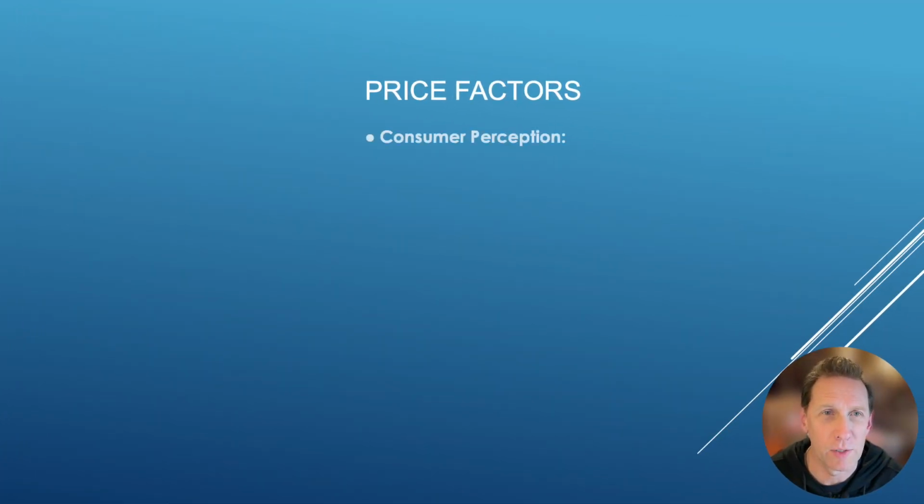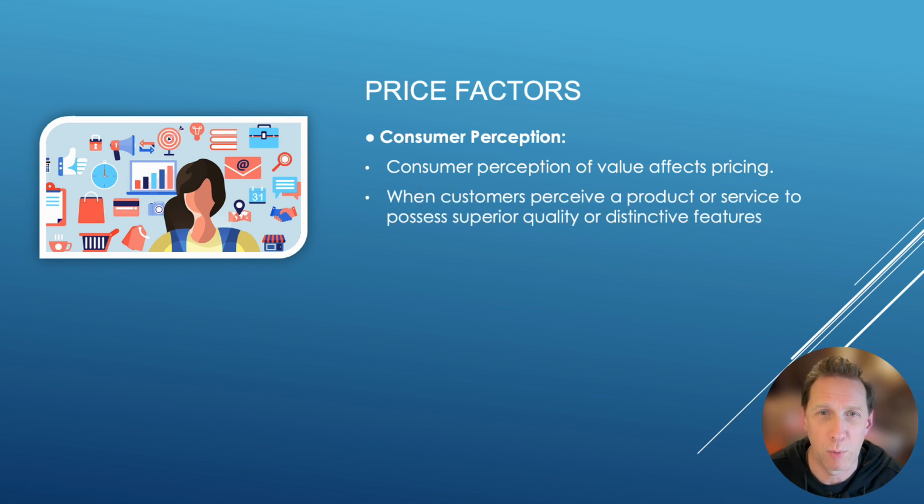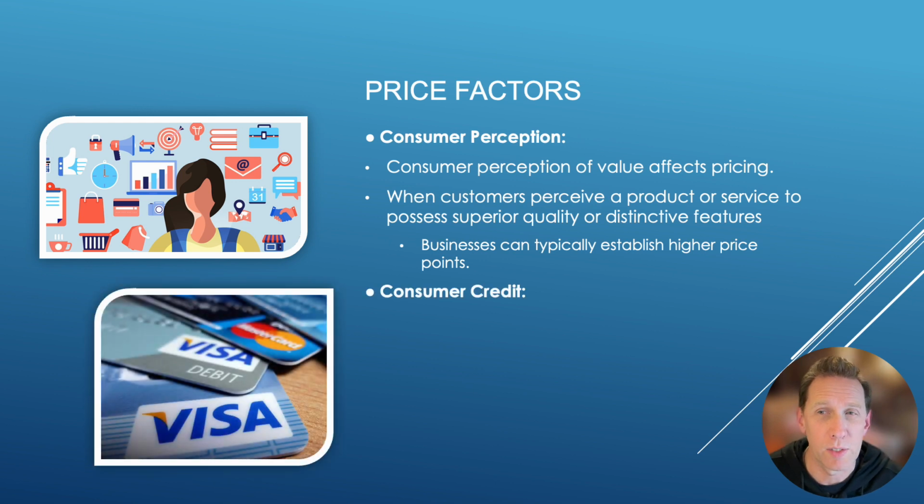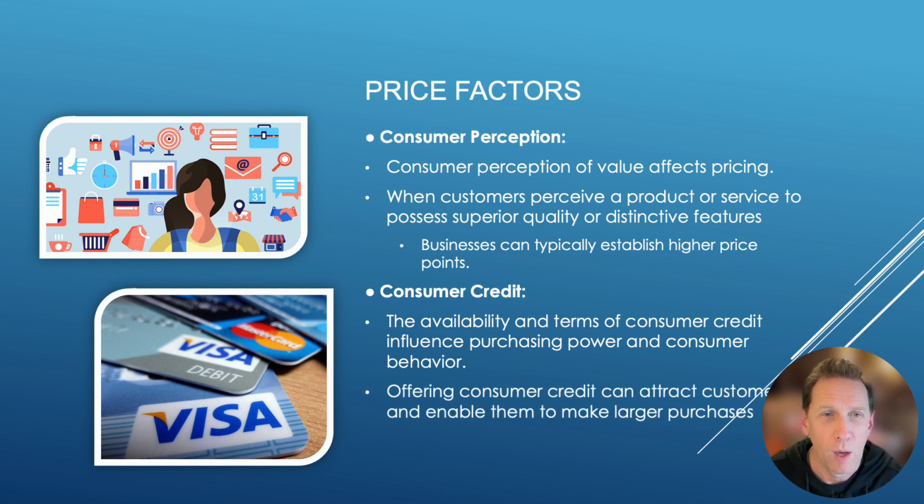Continuing on with pricing factors, there's consumer perception. The consumer perception of value affects the pricing. When customers perceive a product or service to possess superior quality or distinctive features, businesses can then typically establish higher price points. Consumer credit is also a factor. The availability and terms of consumer credit influence purchasing power and consumer behavior. Offering consumer credit can attract customers and enable them to make larger purchases, potentially then justifying higher prices.